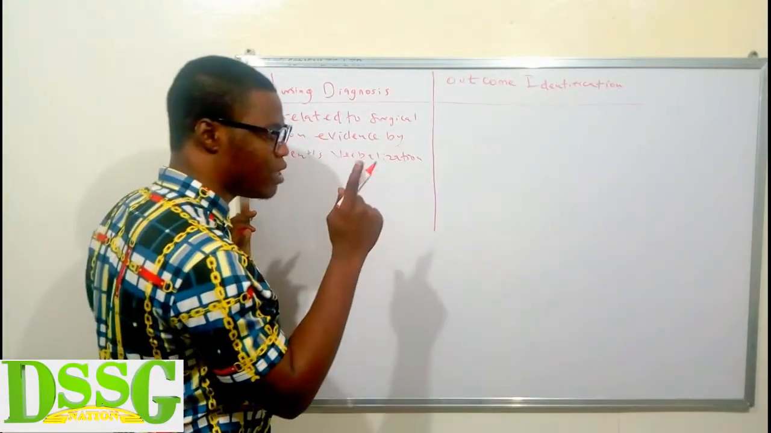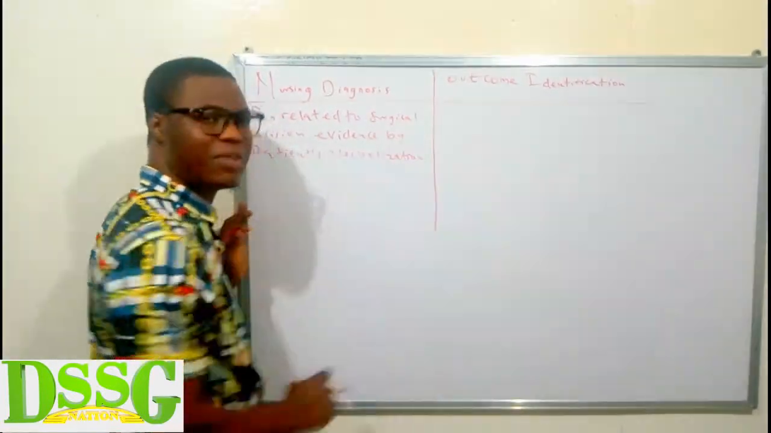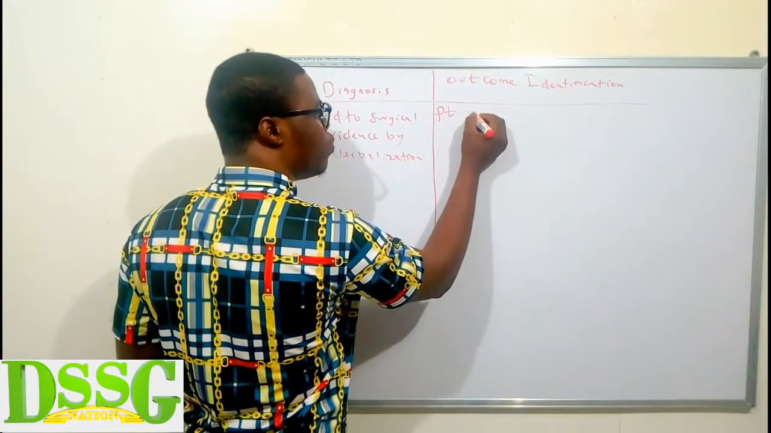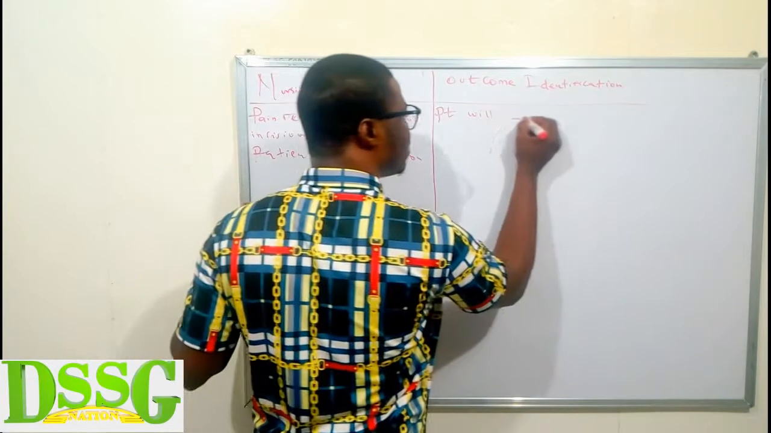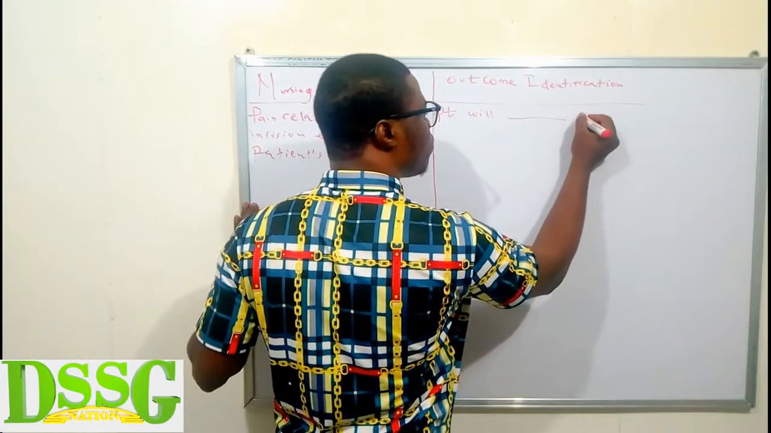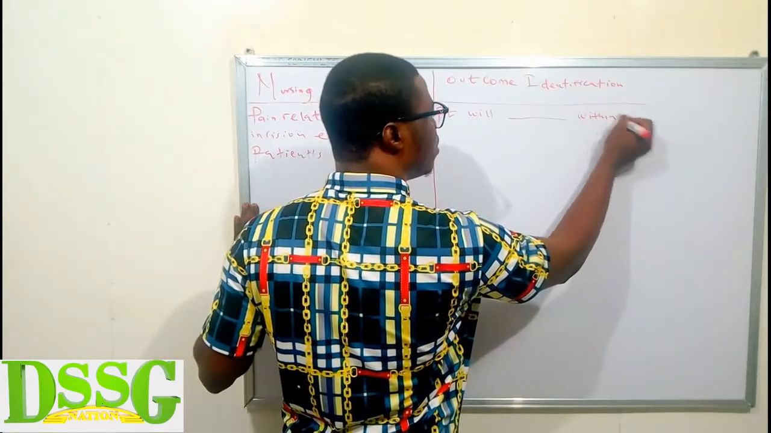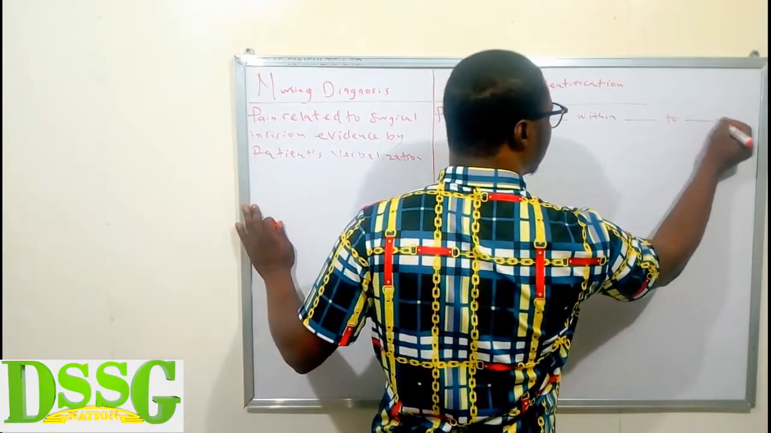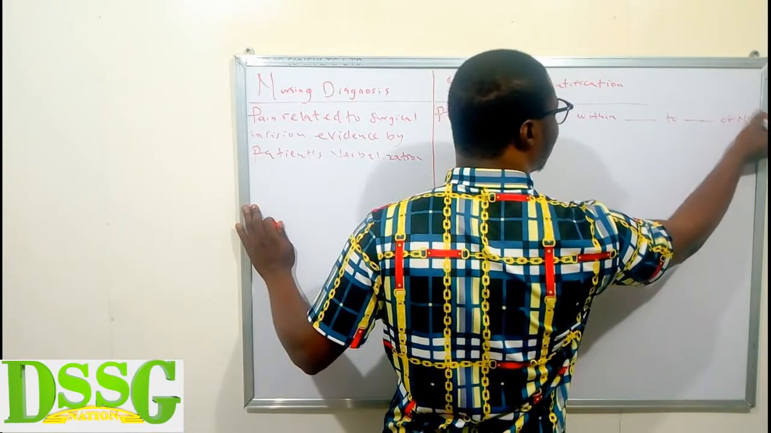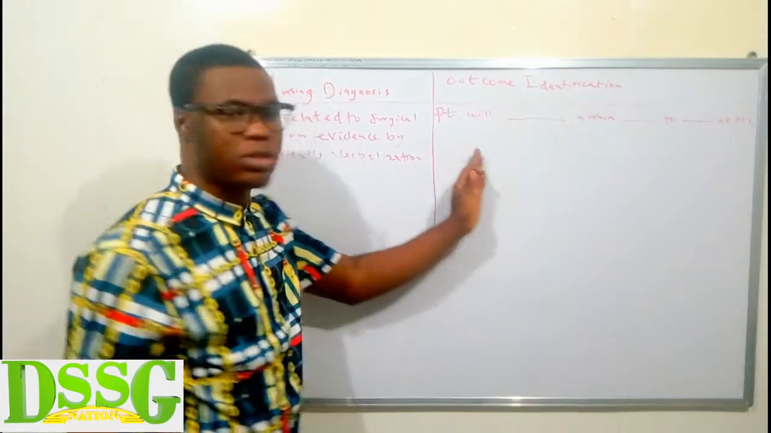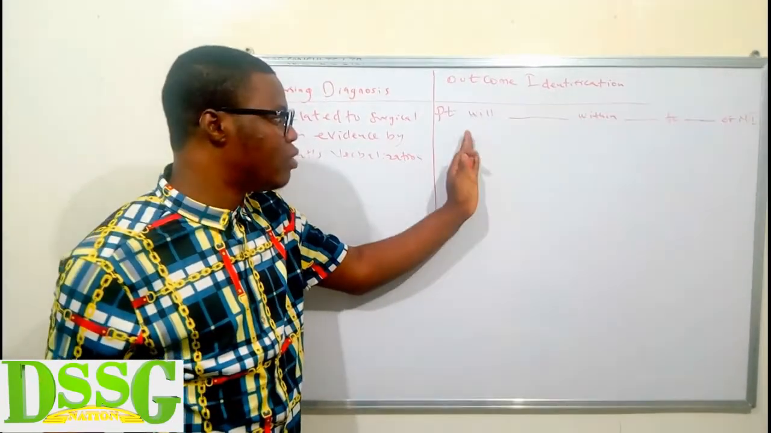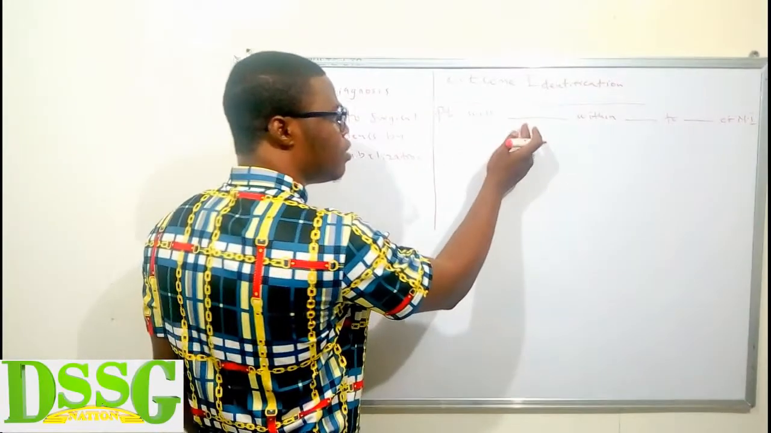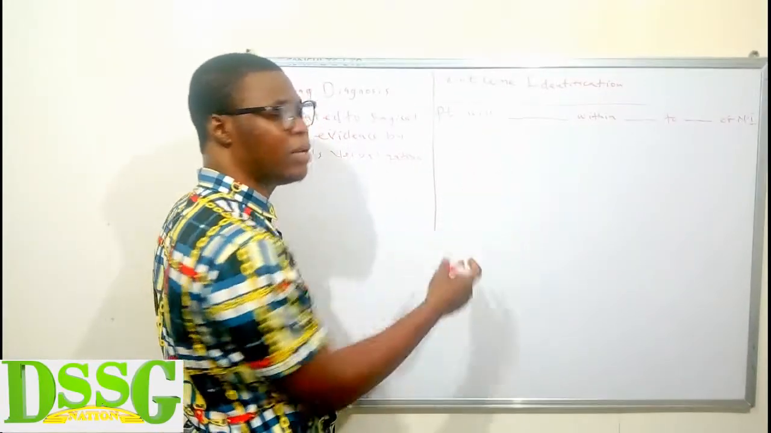The first thing you remember is the format for outcome identification. And that is: patient will dash within dash to dash of nursing intervention. That is the format for outcome identification. Then what are you going to do? You fill in the gap. So it says patient will dash. The first dash is solving the problem with a sentence.